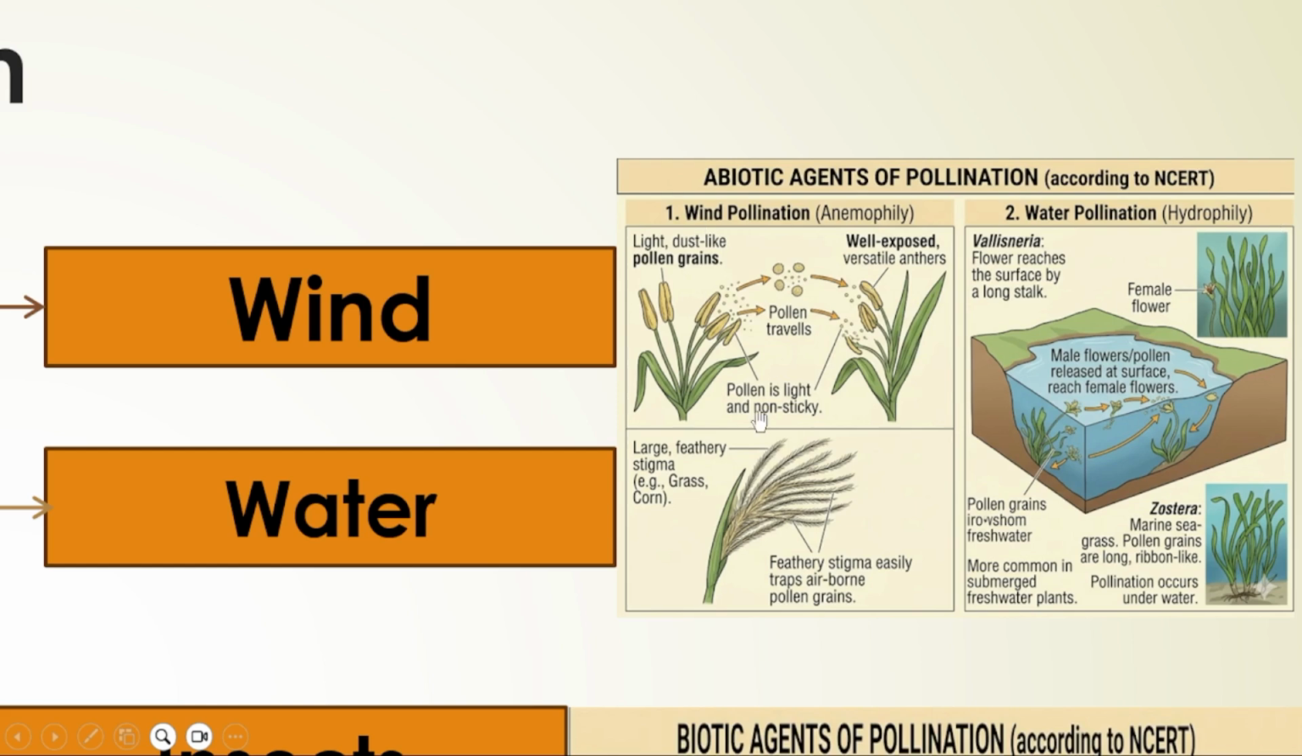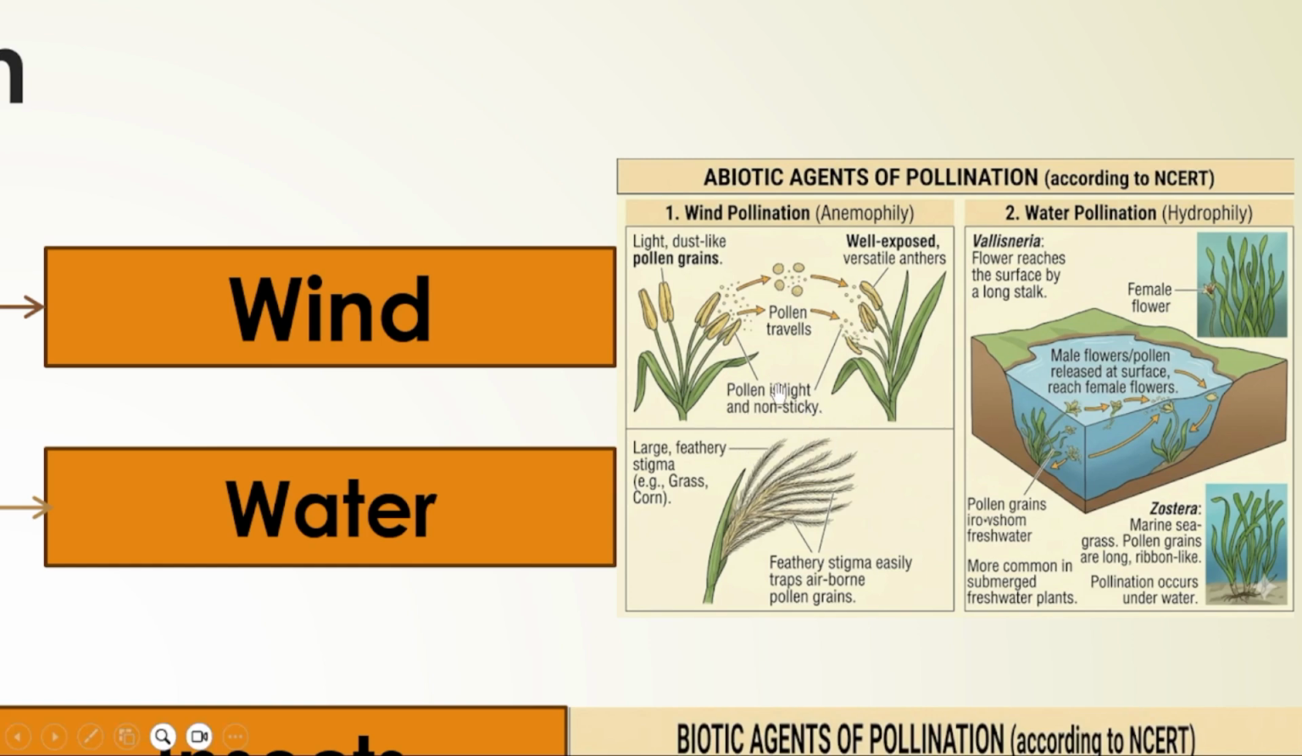See, this is the picture showing pollination by wind, which is called anemophily, and water pollination is said to be hydrophily. Hydro means water, anemo means wind. In this picture you will have a clear idea. Wind pollinated flowers, or rather the anthers and pollen grains, will be very light and dust-like, and they will travel through the wind and get exposed to the other flowers.